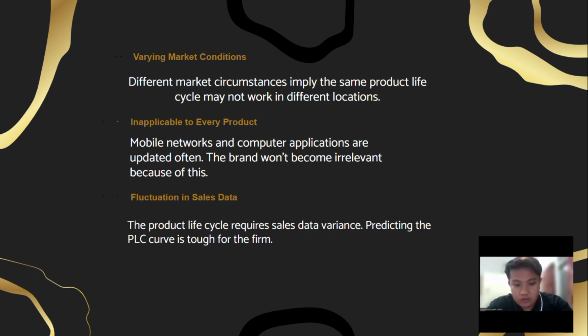Mobile network and computer applications are updated often, but the brand won't become irrelevant because of this. There are some services, like mobile network and computer services, that undergo consistent and regular updates at varying intervals. However, this does not imply that the brand will become irrelevant in the future.